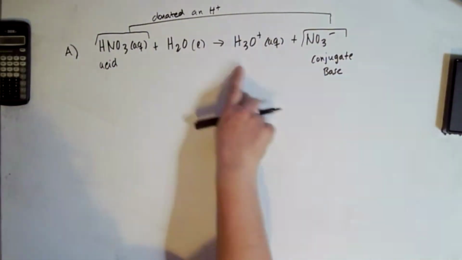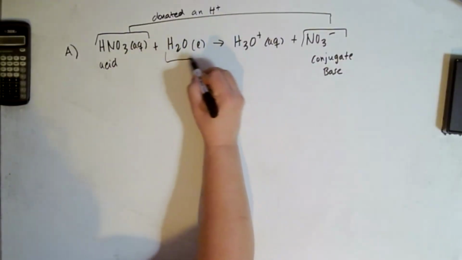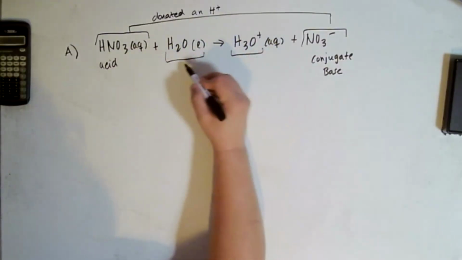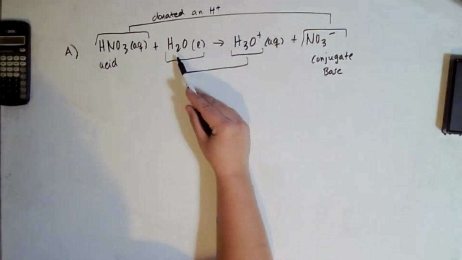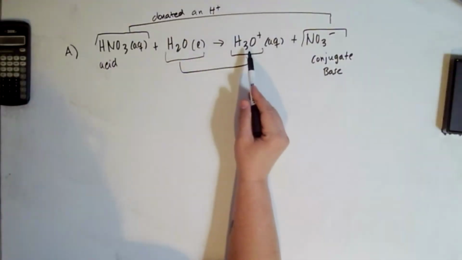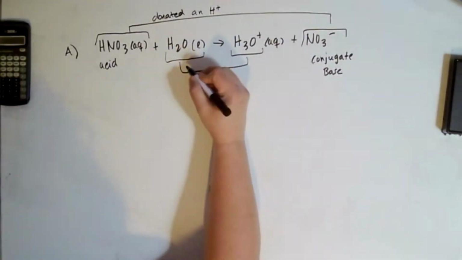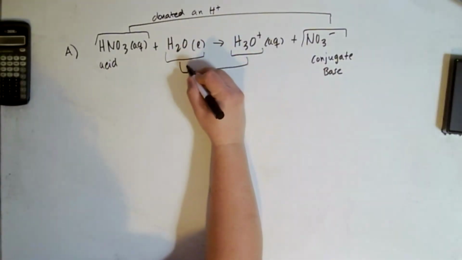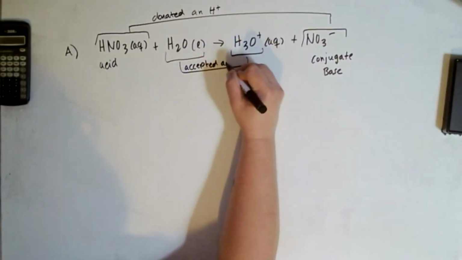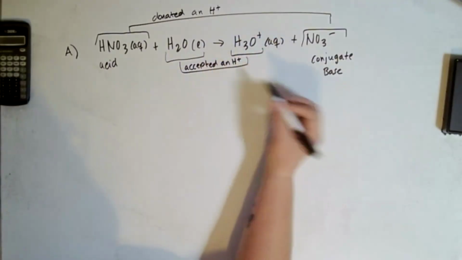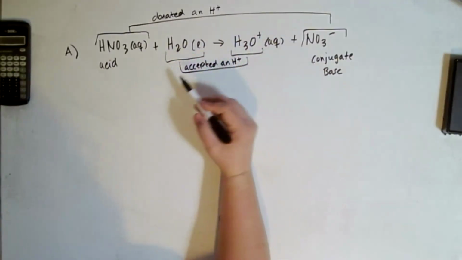Okay. Now over here, we have our H2O and our H3O plus, and these two things are going to be linked to each other. And when you ask yourself, how did H2O turn into H3O plus? What did it gain or lose? It accepted an H plus. It gained an H plus for it to turn into H3O plus from H2O.